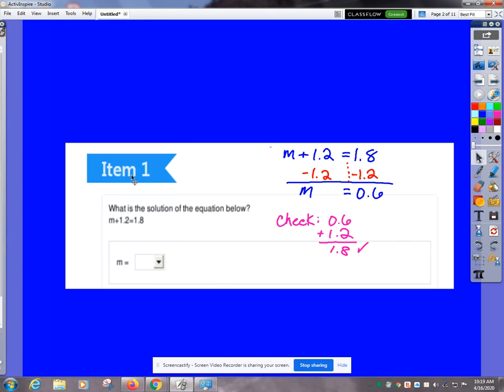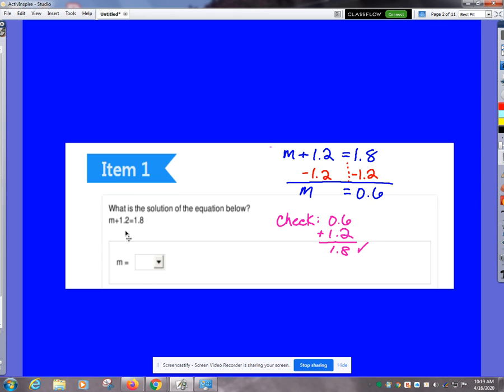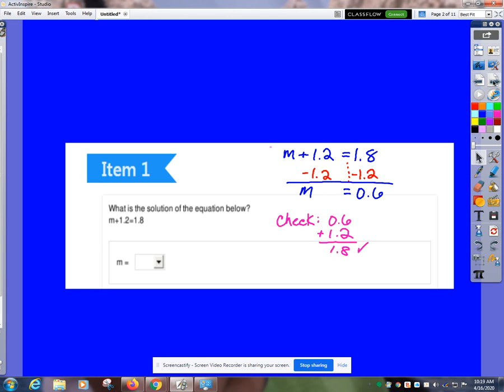So first question says, what is the solution of the equation below if m plus 1.2 equals 1.8? Obviously, the opposite of addition is subtraction. How much is being added to m is 1.2, so we're going to subtract that 1.2. What we do to one side, we do to the other side. We get 0.6. And then a quick check, 0.6 plus 1.2 equals 1.8, and we're good to go. The answer should be 0.6.